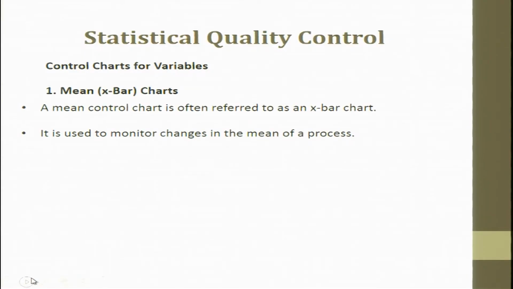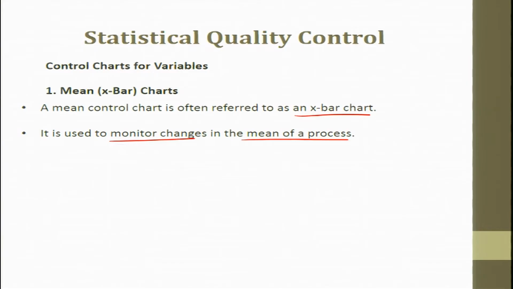Let me come to the very commonly used chart, that is the mean or X-bar chart. A mean control chart is often referred to as an X-bar chart. It is used to monitor the changes in the mean of a process. Mean we can take only when the data is continuous, that I have said. So, it will plot the X-bar chart specifically.